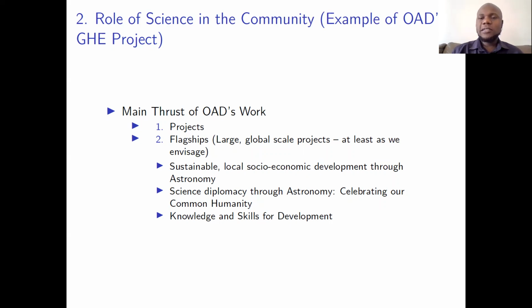We also have science diplomacy through astronomy, whereby we're trying to celebrate our common humanity to promote peace, because it's just one earth. This has got something to do with preserving the environment as well, because this is the only place we have, that pale blue dot earth. So this is the importance of astronomy, which is science in diplomacy, in stimulating and preserving peace. Then there's also knowledge and skills for development, whereby we try and transfer some skills that astronomers might have to other disciplines. This might also include, for example, an astronomer at an observatory visiting a local school and trying to mentor students in high school. So science is important. Scientists have got a role to play in development.